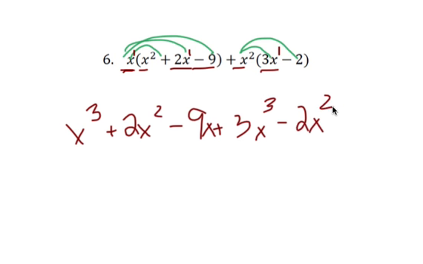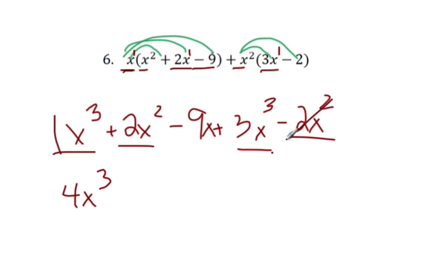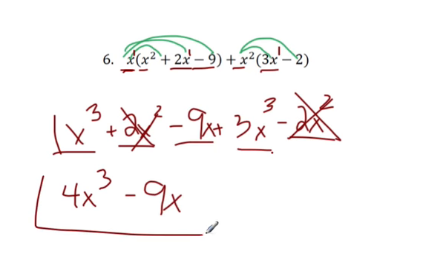So now we need to go ahead and combine like terms. So I notice that x cubed, and then I have 3x cubed. Well, this x cubed is going to have a 1 out in front of it. So 1x cubed plus 3x cubed is going to be 4x cubed. Well, 2x squared minus 2x squared, those are actually going to cancel out. And then you just have left minus 9x. So that right there is your final answer for number 6.